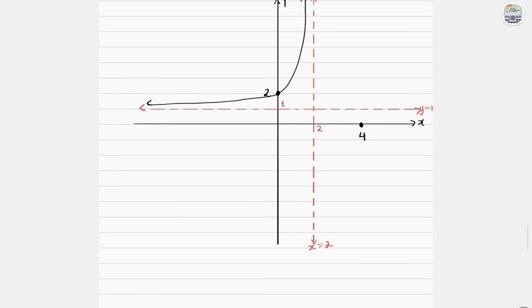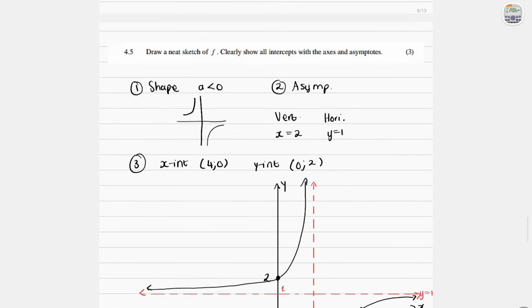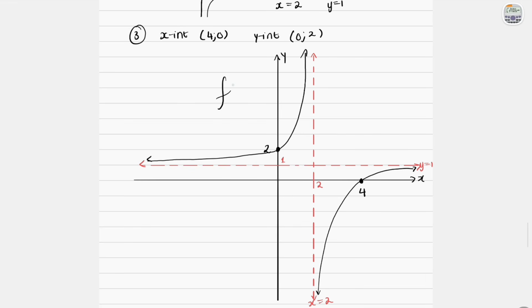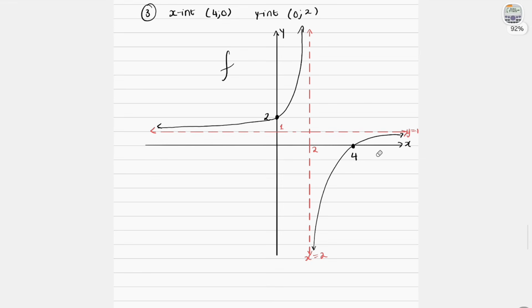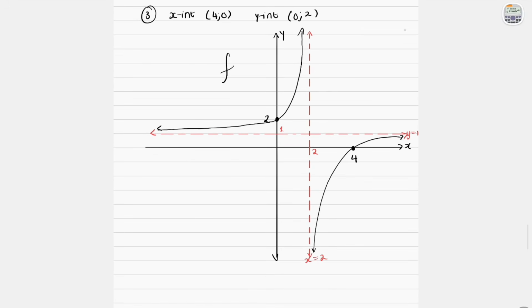Okay, and then the other wing does the same thing really. It comes from being really close to the asymptote and then moves closer and closer, passes 4, moves closer and closer like that. Okay, so there we go. That is the graph of f that has been sketched. You can see the shape, your intercepts, and your asymptotes. And that is it for this question. Moving on to the next question.